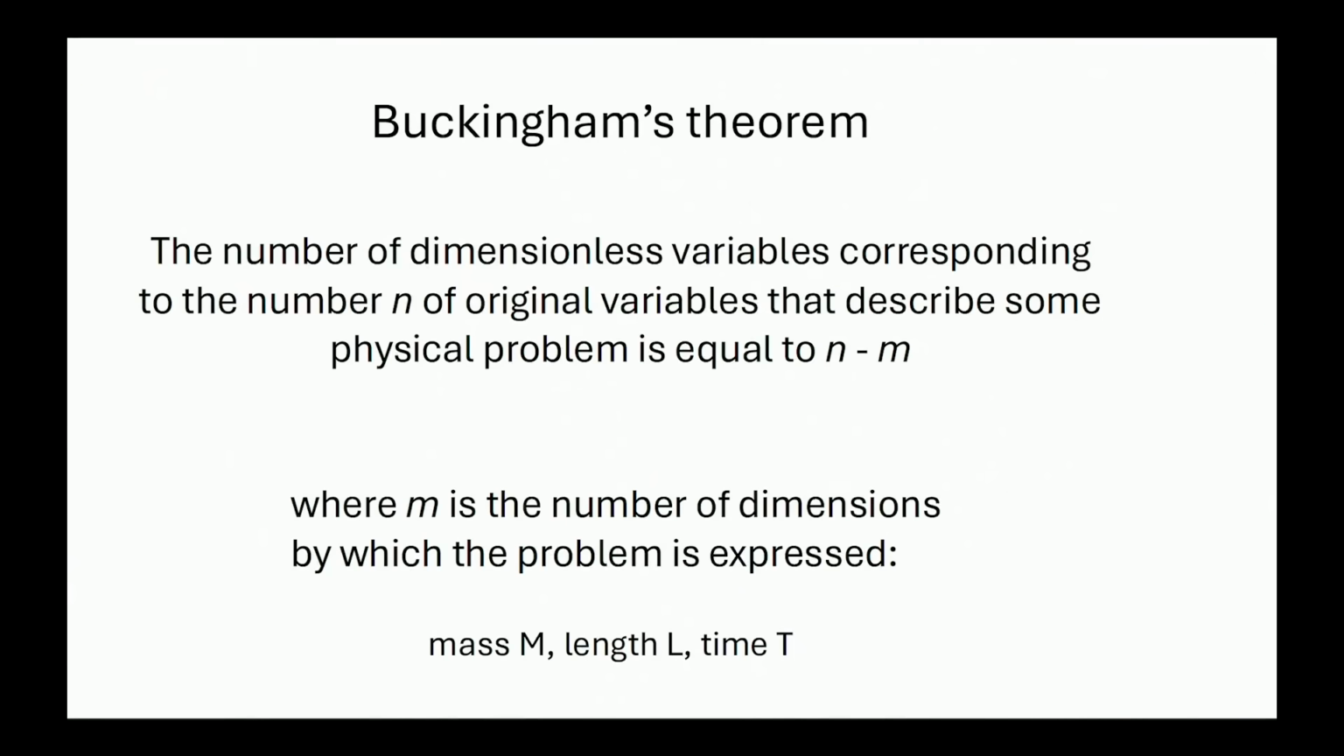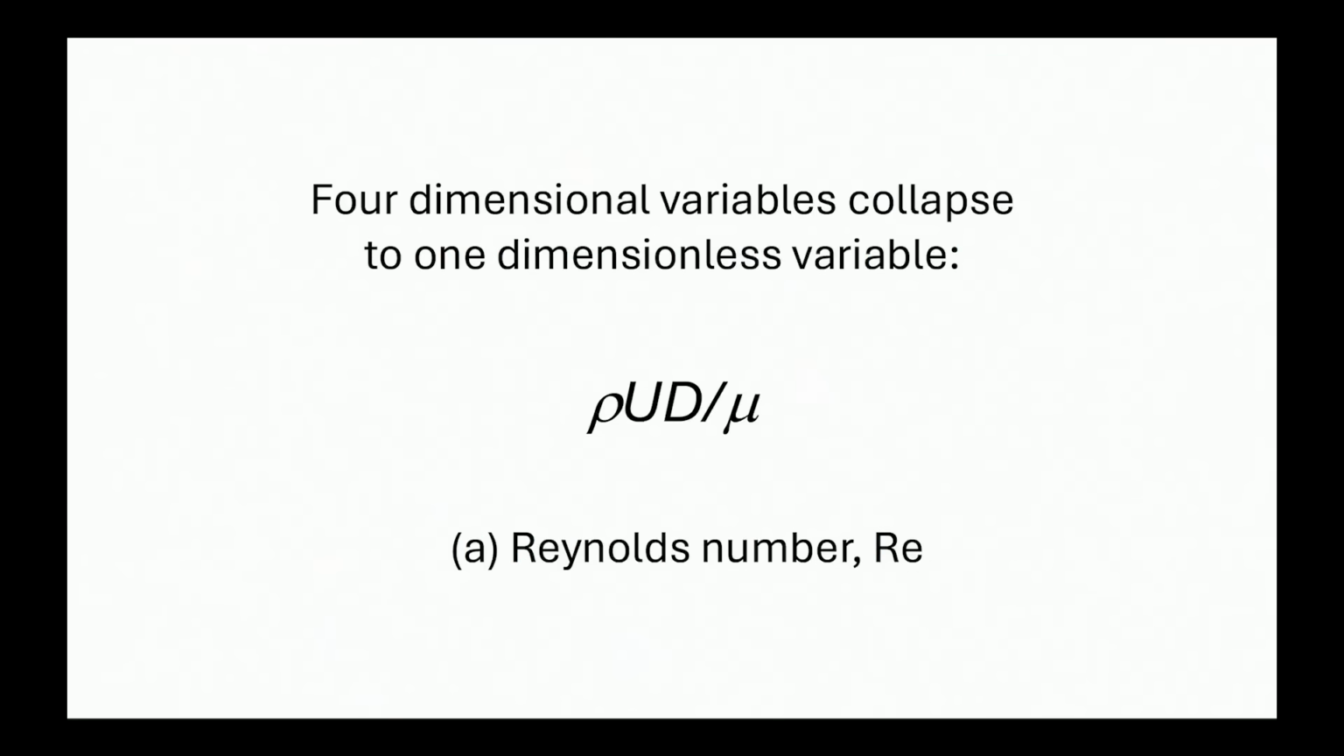The number of dimensionless variables corresponding to the number n of original variables that describe a physical problem is equal to n minus m. N is the number, and m is the number of fundamental dimensions: mass, length, and time. This is a time-honored and very useful thing to do in fluid mechanics and other mechanics.